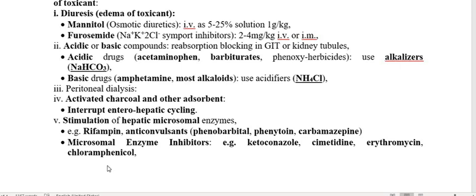However, some drugs inhibit the metabolization of the agent, poison, or toxicant, and are called microsomal enzyme inhibitors. The examples are ketoconazole, cimetidine, erythromycin, and chloramphenicol.